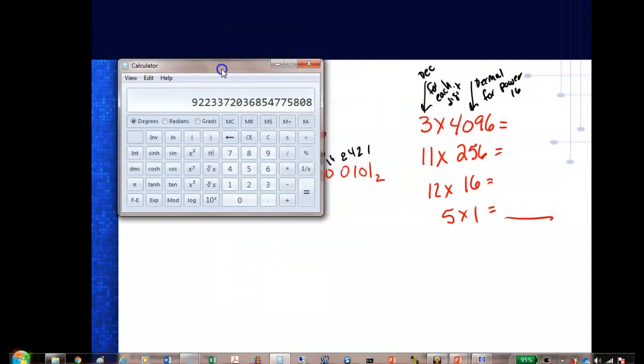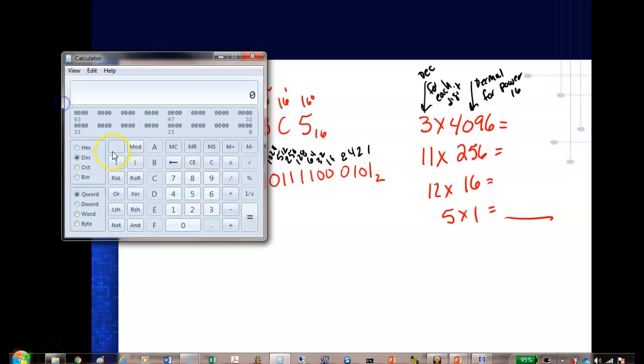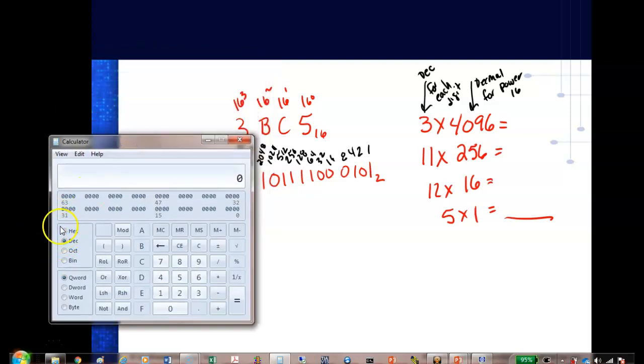What can I do on this thing? I can put it in programmer. I can come up here and select a base. Hex. I can enter the hex number 3BC5. And this gives me the binary already, but here's decimal. Here's what it looked like in octal, and here's what it would look like in binary.